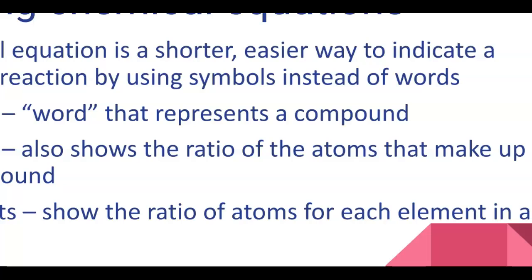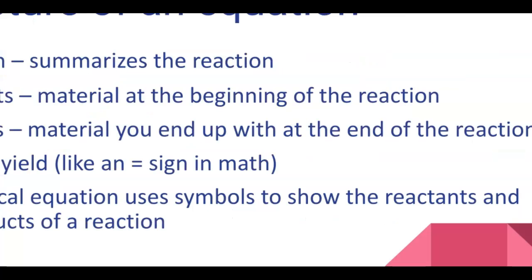So it takes 2 hydrogens for every 1 oxygen to create water. That subscript, the 2 after the H, tells us the number of atoms of hydrogen we need to combine with the number of oxygens. There's no subscript, so that O means 1. So 2 hydrogens for every 1 oxygen.